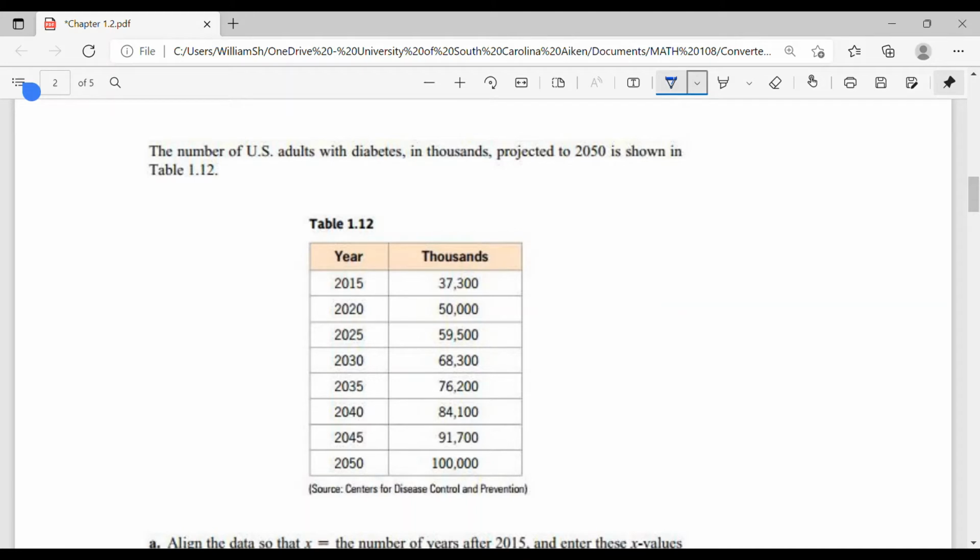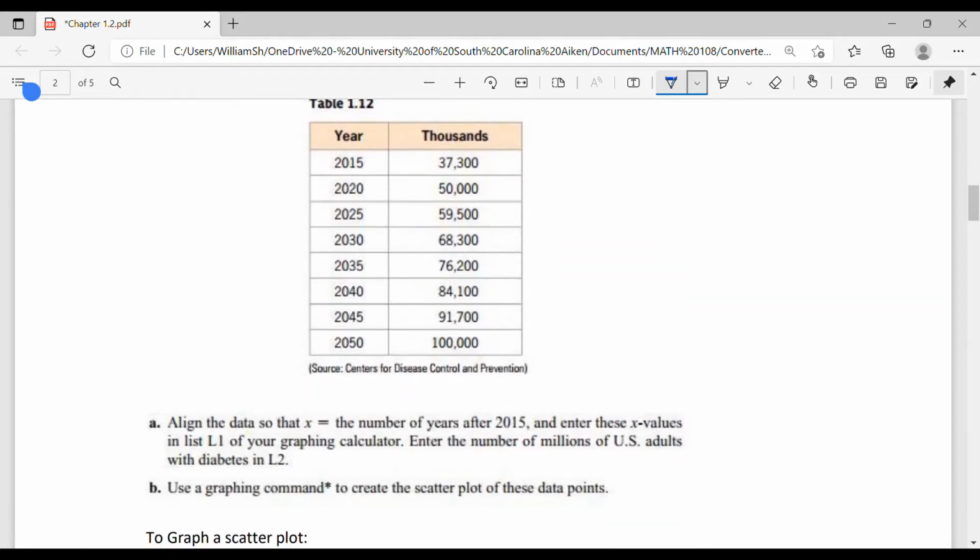This next example says the number of U.S. adults with diabetes in thousands projected to 2050 is shown in table 1.12. We have this table here, and it's got your years, your thousands, and it goes from 2015 all the way to 2050. A says align the data so that x equals the number of years after 2015 and enter those x values in the L1 list of your graphing calculator. Enter the number of millions of US adults with diabetes in L2. Then we're going to use the graphing command in part B to create a scatter plot of these data points.